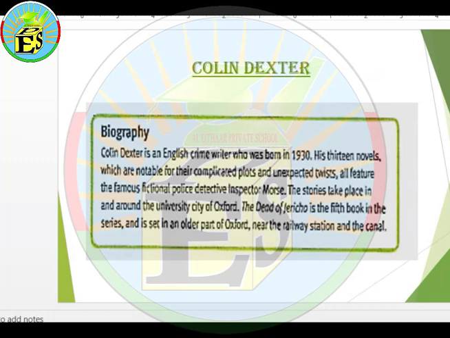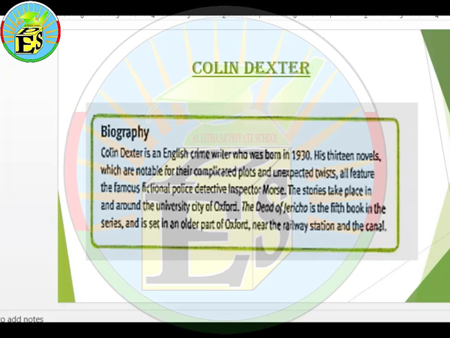Colin Dexter is an English crime writer who was born in 1930. His 13 novels, which are notable for their complicated plots and unexpected twists, all feature the famous fictional police detective Inspector Morse. The stories take place in and around the university city of Oxford. The Dead of Jericho is the fifth book in the series and is set in an older part of Oxford near the railway station and the canal.